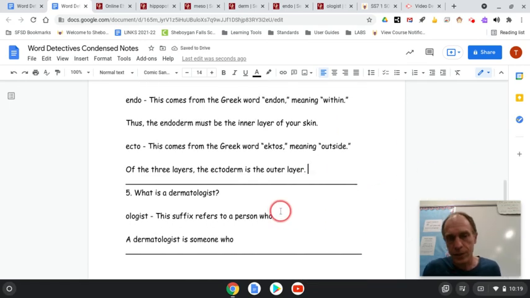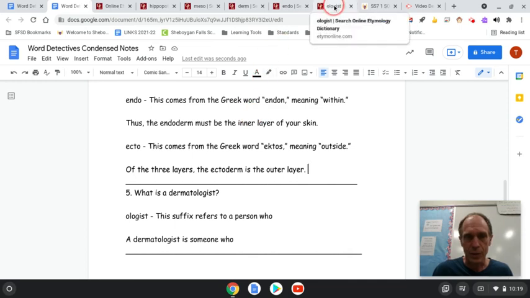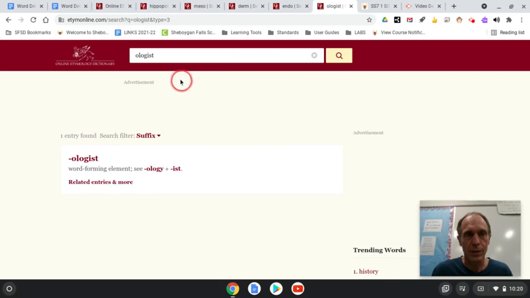Okay, and that could lead us further on. Sometimes you get going and it's like, oh, I think I've heard of a dermatologist. What is a dermatologist? Must be somebody that does something with skin. And we have ologist here. And you could also search, if you go to the etymology site, if you put in ologist, it's going to tell you that you have to do it separately. Put in ology and ist.